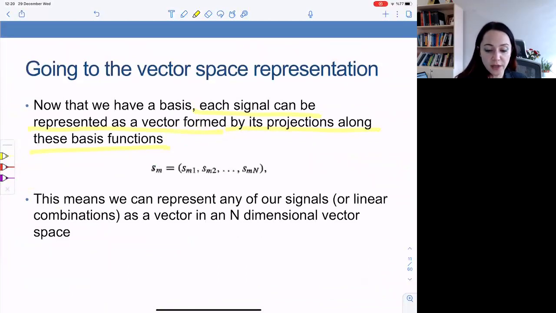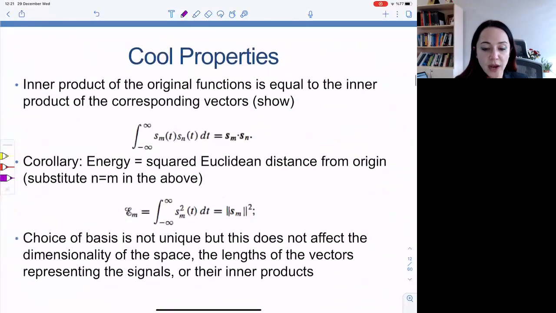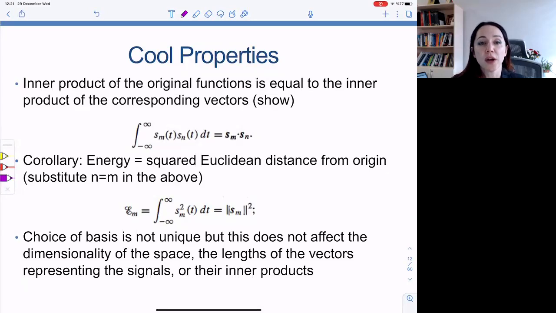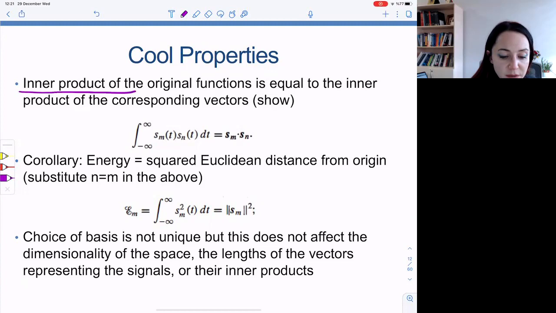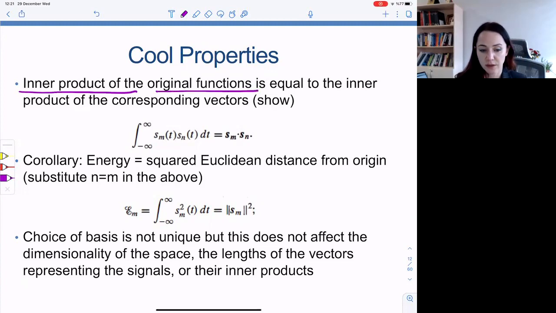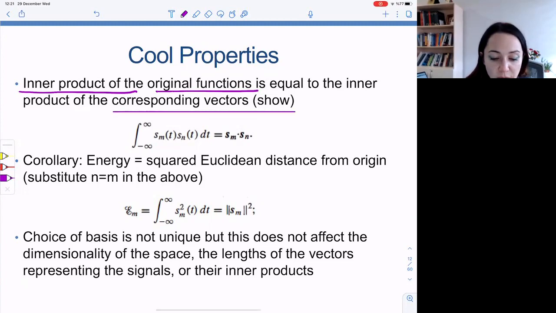In this example, these 3 basis functions give us a vector space of 3 dimensions, and any other waveform that we add can be represented in terms of their projections on these basis functions. So in general, if you have an n-dimensional vector space and you're adding a new signal to it, you can represent the signal in terms of the projections along the n different basis functions. Okay. And when you do that, there's going to be some cool properties that are going to arise. First of all, the inner product of any 2 original functions is equal to the inner product of the corresponding vectors. What is the inner product of the corresponding vectors? What we mean is this SM dot product SN. What is this? This is basically SMI, SNI, sums I from 1 to n.